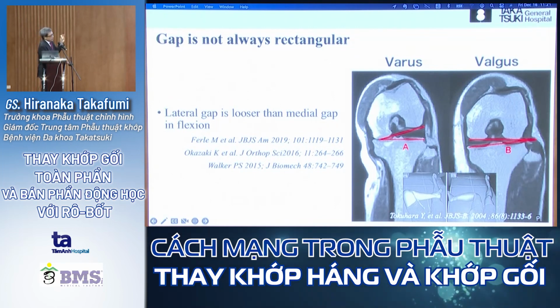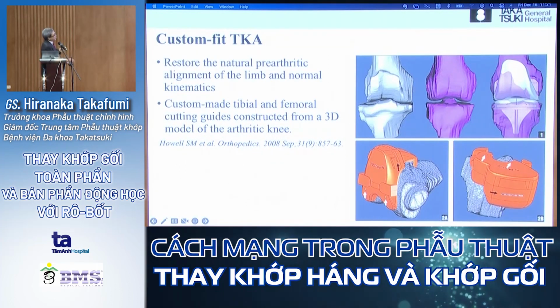Furthermore, most surgeons aim for a balanced gap in extension and flexion, and an equal and parallel gap. But in most patients, the lateral side is more lax than the medial side, and this lateral laxity is different among the patients. So we don't know which amount of lateral laxity is proper. So this is a change of concept. This is custom-fit TKA.